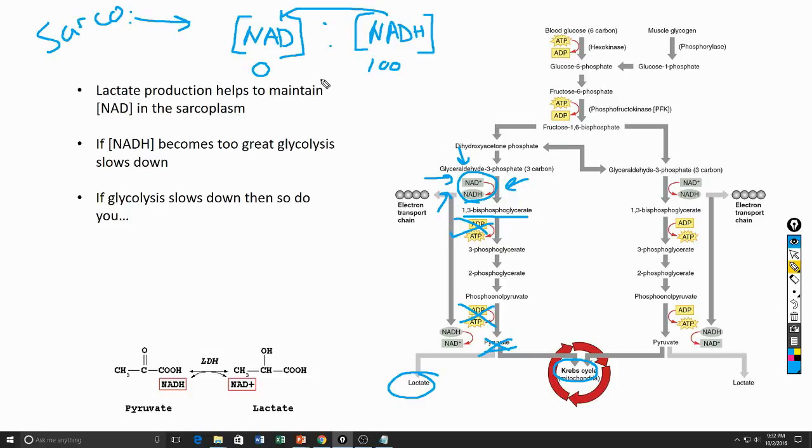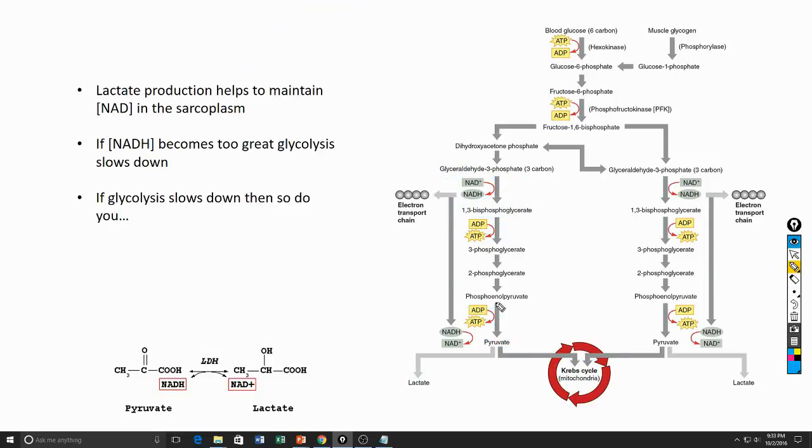So it's very important that I'm able to recycle these things, right? Because as I'm taking this NAD and turning it into NADH, I need some means of turning that NADH back into NAD, recycling it back, so that this glycolysis reaction can keep moving. All right? So, enter lactic acid.